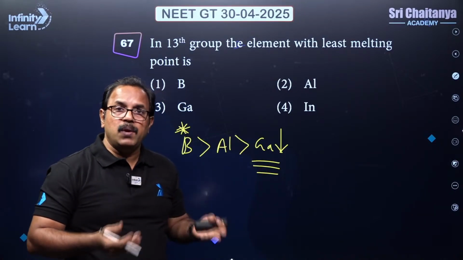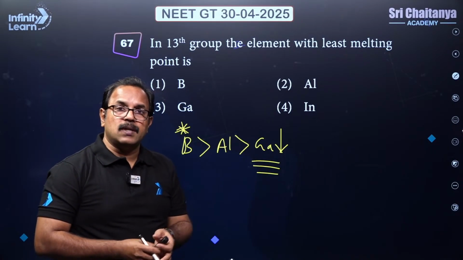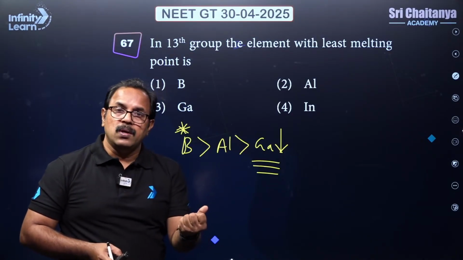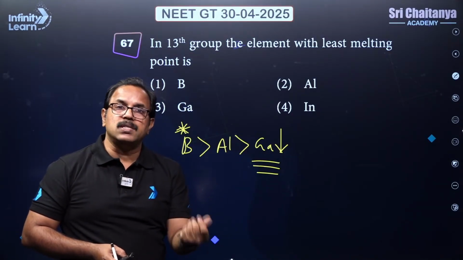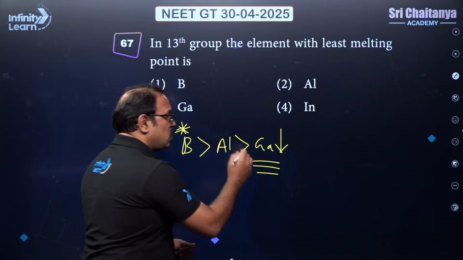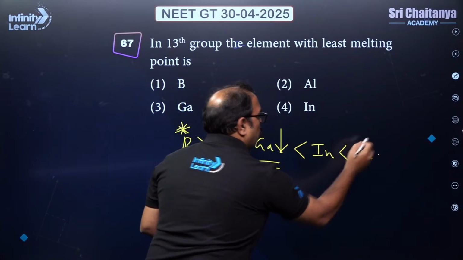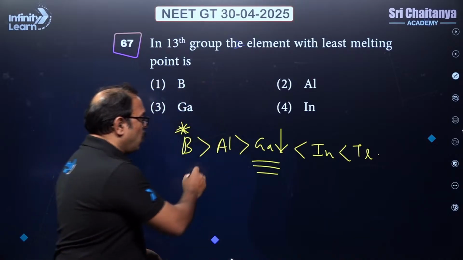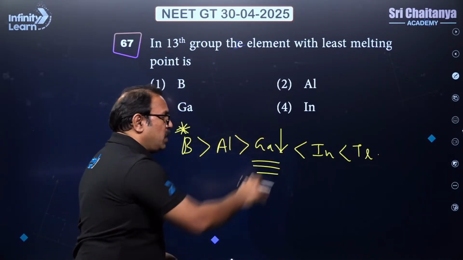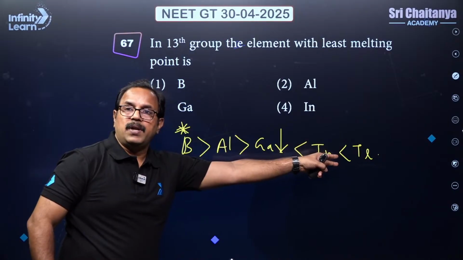Cesium and gallium, why do you call them summer liquids? Because in summer if you just take it in the palm, the temperature is enough to melt them. So gallium has a low melting point. Then it is indium and thallium. So in the third group, remember, boron, aluminium, gallium: it decreases up to gallium and then till thallium it increases.